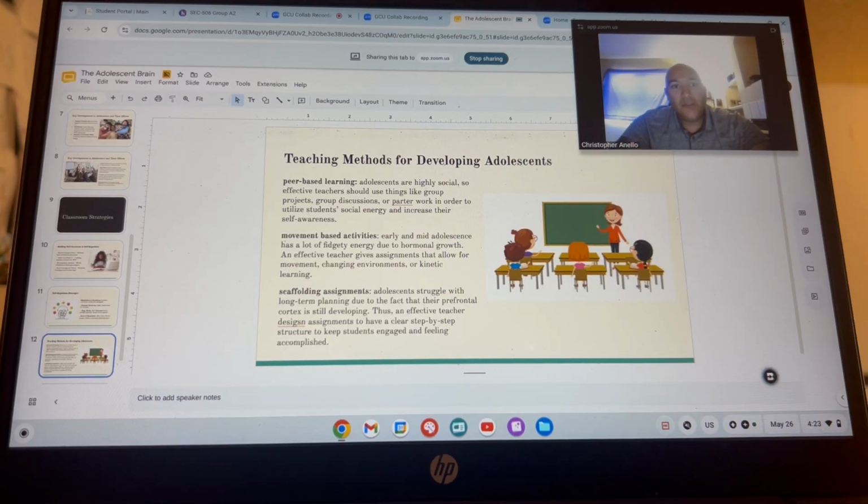When you have scaffolding, which adolescents struggle with long-term planning due to the fact that their prefrontal cortex isn't fully developed. So they can't think that far, right? So as an effective teacher, you have to have assignments that have things that are going to be step by step. And that is what is going to create an environment where this child and student can succeed. And then they will feel accomplished because they see all the steps that they've done connecting the dots. That is the best way to do it.